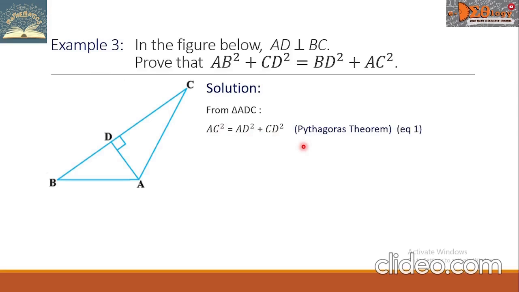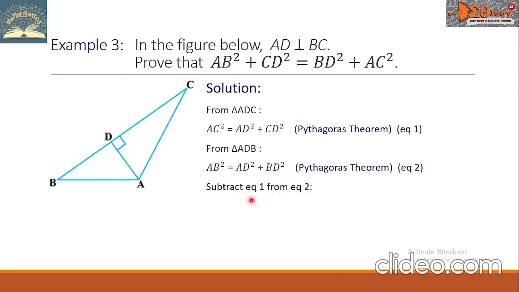This is equation 1. For the triangle ADB, we can write the square of AB equals the square of AD plus the square of BD. Also, this is based on Pythagoras' theorem. Let this be equation 2. Then we subtract equation 1 from equation 2. The left side is now square of AB minus square of AC equals the group square of AD plus the square of BD minus the group square of AD plus the square of CD.